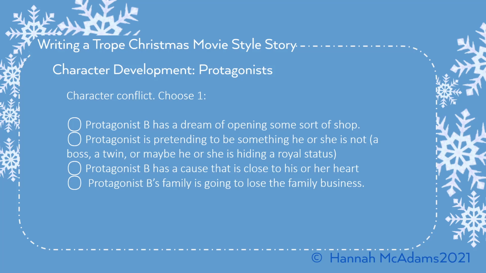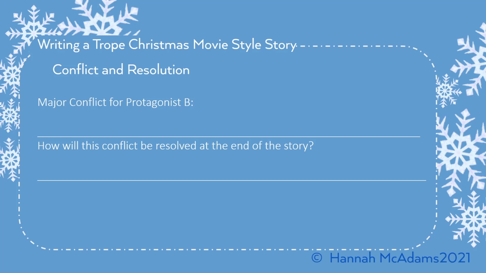Okay, or maybe the protagonist has a cause that is close to his or her heart. So I picked that storyline for me. When I was writing the example, I have protagonist B lost a brother to cancer, and so he wants to create a cancer foundation to help with cancer research. So that's what he wants to do. Okay, or maybe protagonist B's family is going to lose the family business. Again, that's a very common one. So pick one of those or make up your own, but then also you need to make sure that you know how that conflict is going to be resolved.